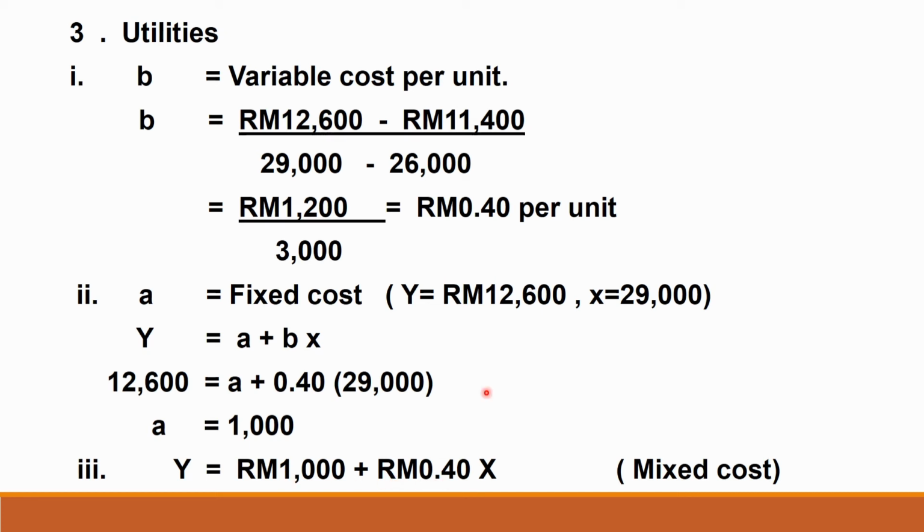So utilities are classified as mixed cost because they contain fixed cost plus variable cost.